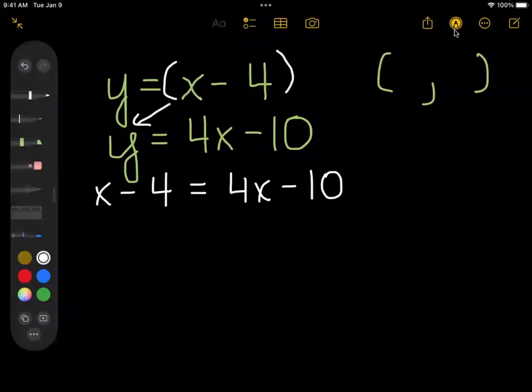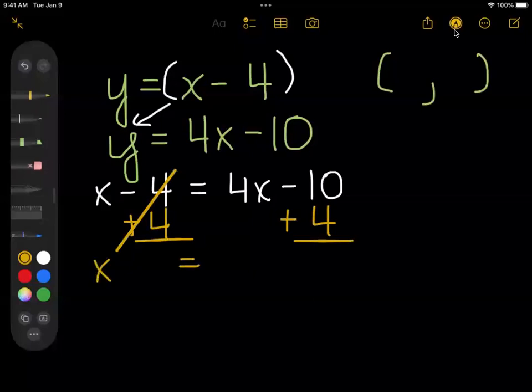First I would start by moving this negative 4 to the other side of the equation, because whenever you have an equation with variables on both sides, you want to gather all your variables on one side and all your whole numbers on the other side. So I'm going to move this negative 4 to the other side by doing the opposite to both sides. Since the opposite of subtraction is adding, I'm going to add 4 to both sides of this equation. This will cancel out because a negative 4 and a positive 4 equals 0. So I have x over here, then I have 4x over here still, and negative 10 plus 4 is negative 6.